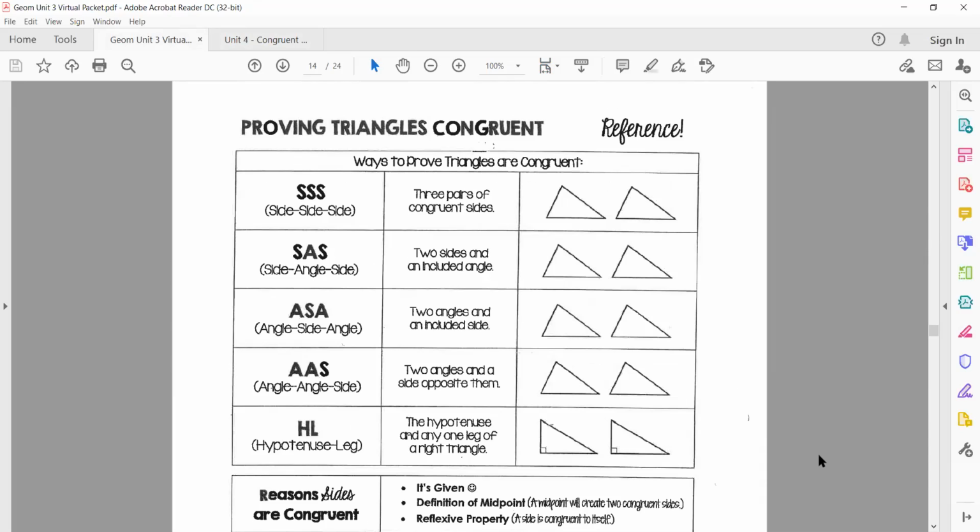HL is a special one. You don't see it very often because it only applies to right triangles. You can only use that proof with right triangles. No other type of triangle. We don't have a hypotenuse-leg situation in any other kind of triangle. So that's why we can only use it with right triangles.